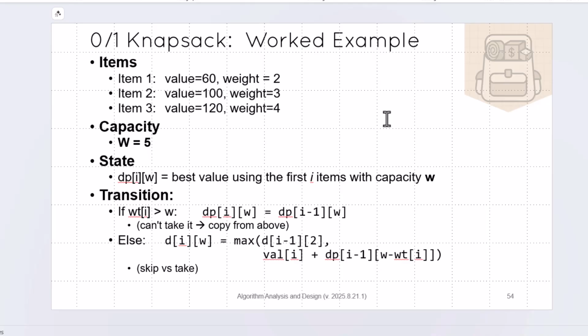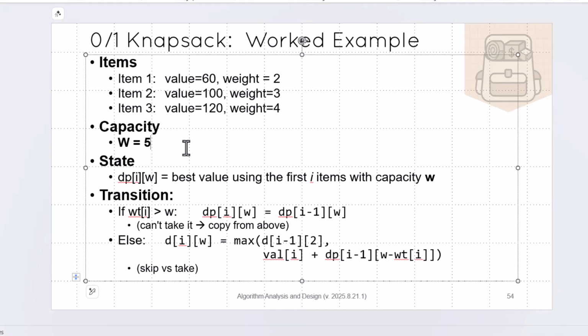So here's a worked example. Let's start with our 3 items from earlier. I think I'm using different numbers for this, so it's similar to the one earlier, but not the same. Item 1: value 60, weight 2. Item 2: value 100, weight 3. Item 3: value 120, weight 4. And the capacity of our knapsack is 5.